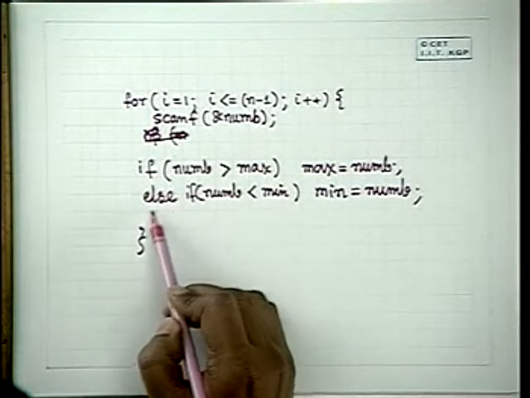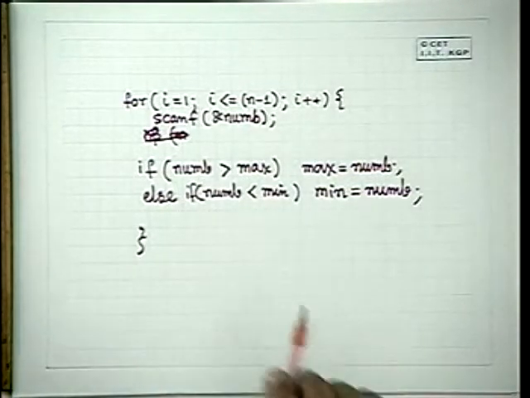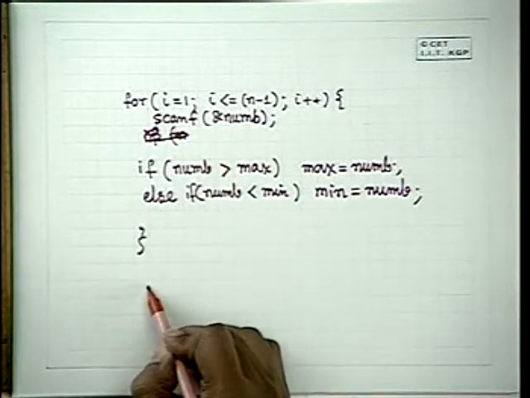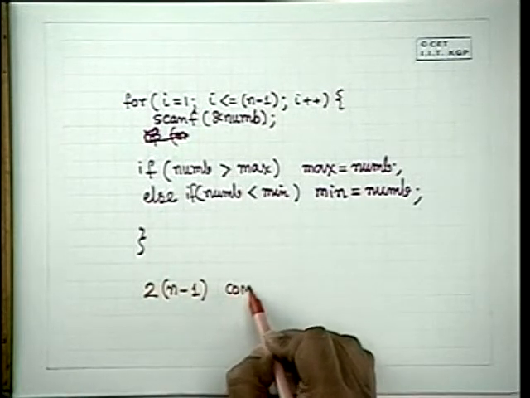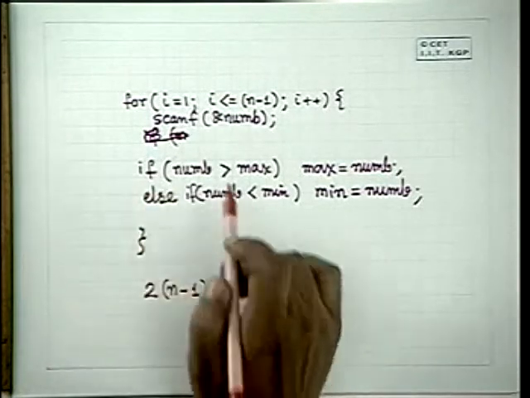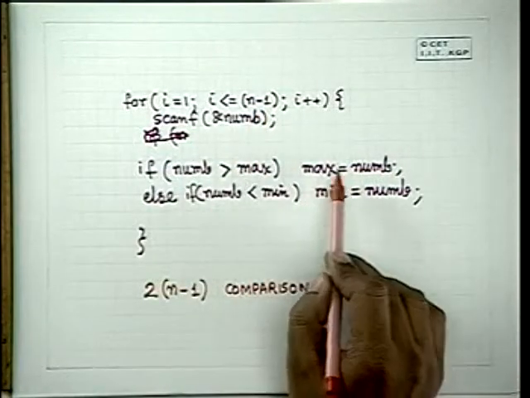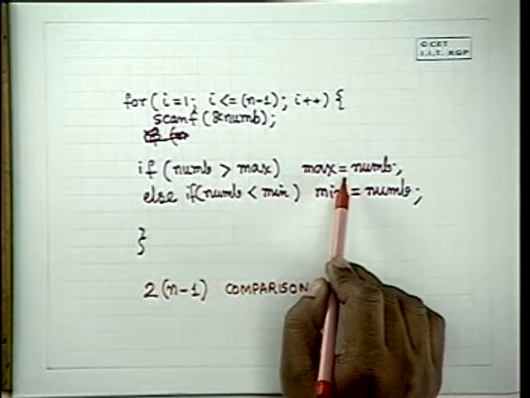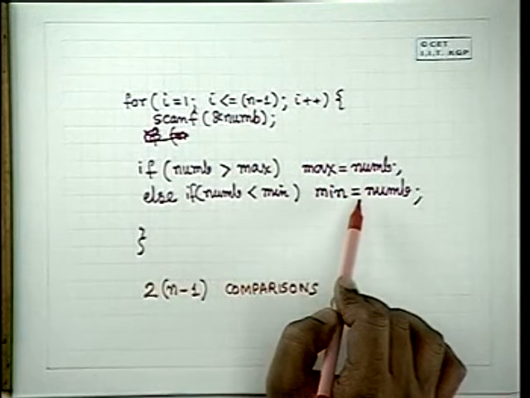Now, in the place where else was not there, in that situation, for a total of n numbers, we had to make 2 into n minus 1 comparisons, because for 1 to n minus 1, we had to make 2 comparisons. And this possible assignment depended on the value of the comparison. And in the worst case situation, we made both the comparisons and we made only one of the assignments. You cannot make both the assignments. You will make only one of the assignments and you will make both the comparisons.